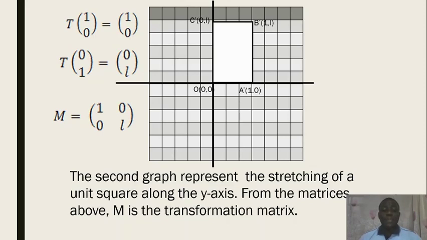From the matrices above, M is called the matrix of transformation, or the transformation matrix. I hope you are getting it, please pay attention. This topic is very, very essential because some of us will be writing some international exams, and that is where we fetch this topic, so that you will understand it and be able to attempt questions perfectly.